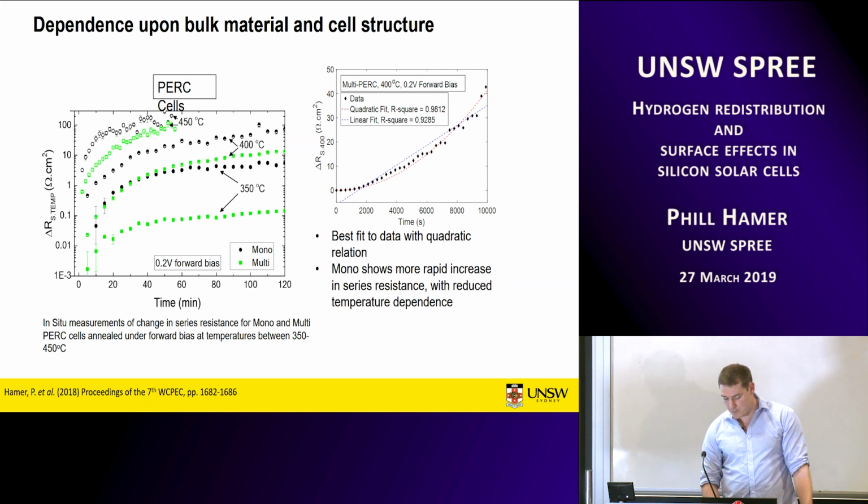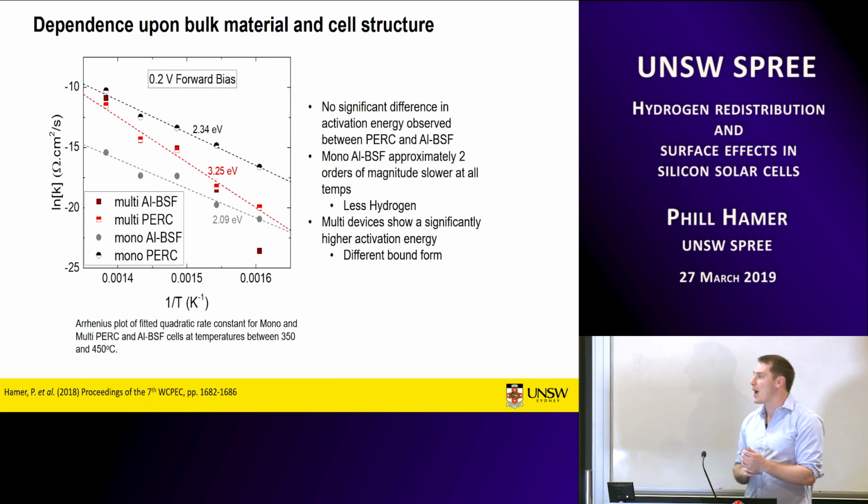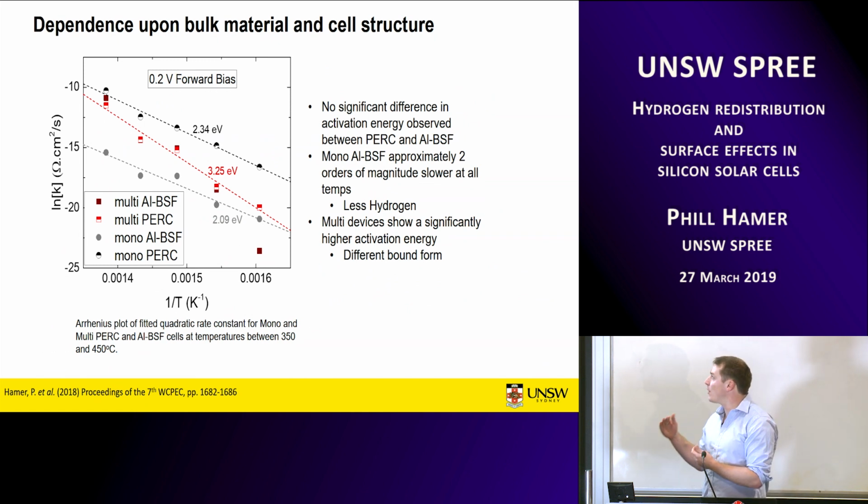So we can fit this, put it into our Arrhenius plot, and again, we get what we expect, so we're happy. So we find that monocrystalline material, monocrystalline PERC, degrades the fastest and has the lowest temperature dependence, which is matched by ALBSF cells. So in this case, we expect a lower bulk hydrogen concentration, but the bound form should be the same because the bulk material is the same. And we get almost exactly the same activation energy for this process.